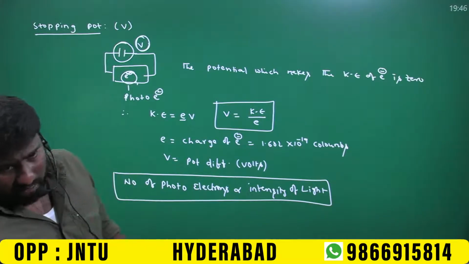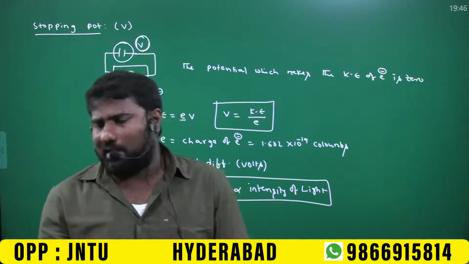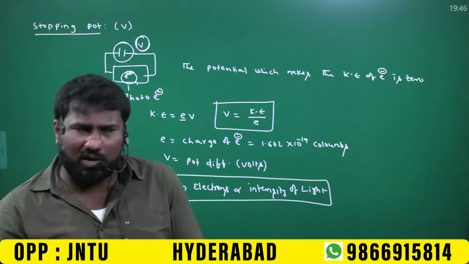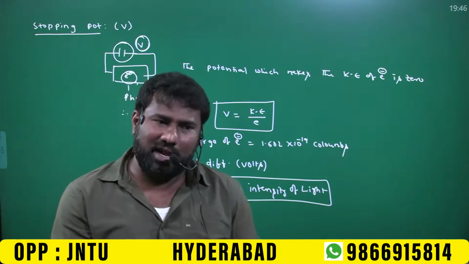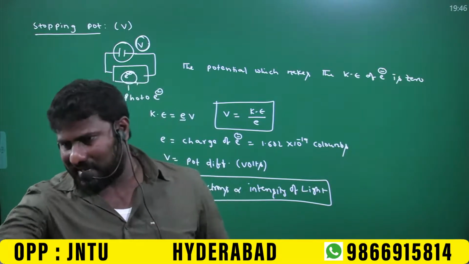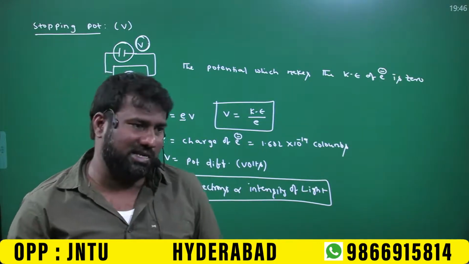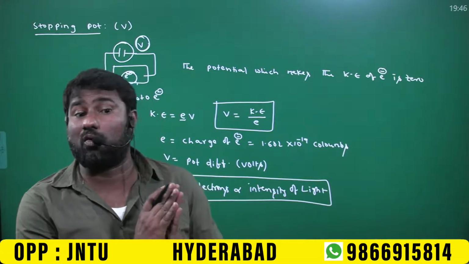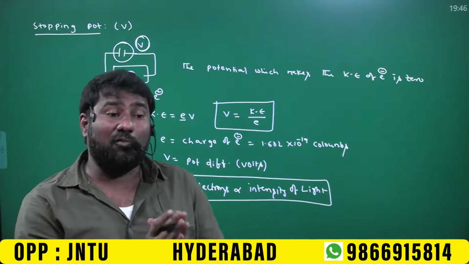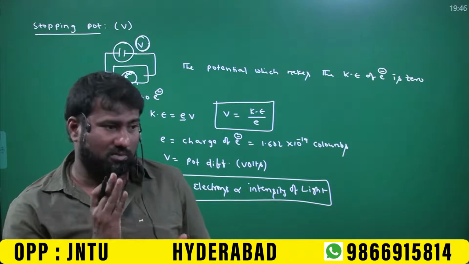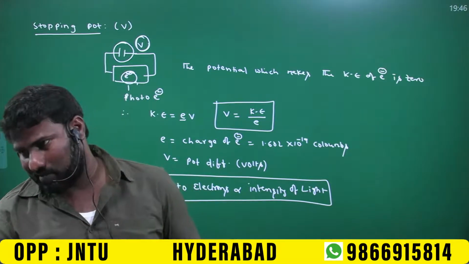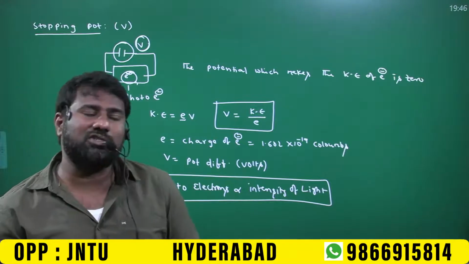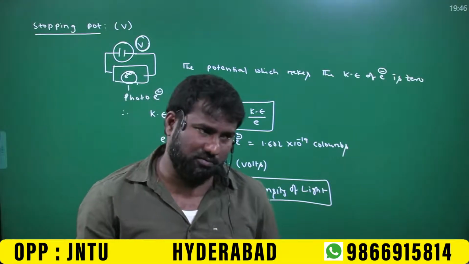Next, the electrons ejected by photoelectric effect are called photoelectrons. The number of photoelectrons always depends on intensity of the light. As you increase the intensity, the number of photoelectrons increases. The photoelectrons never depend on wave properties like wavelength, frequency, wave number, and energy of the light.